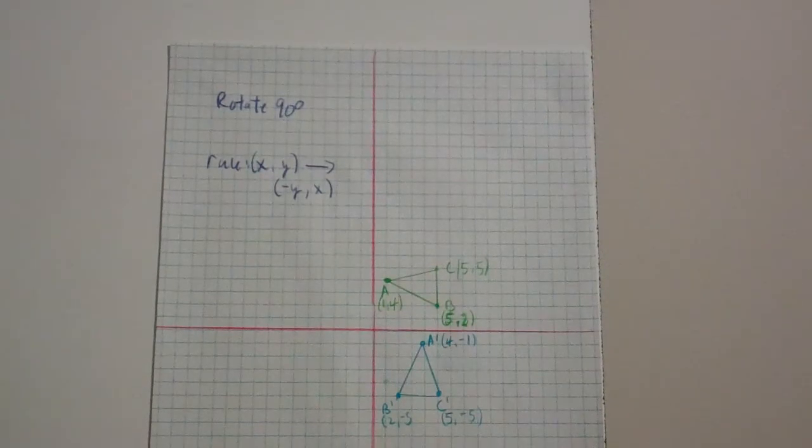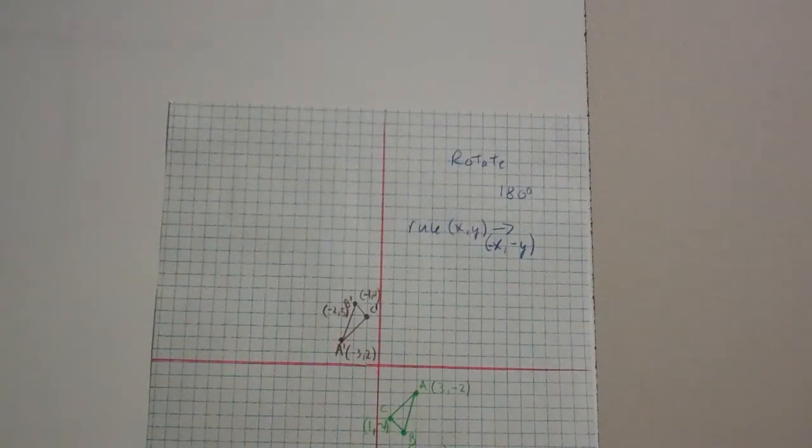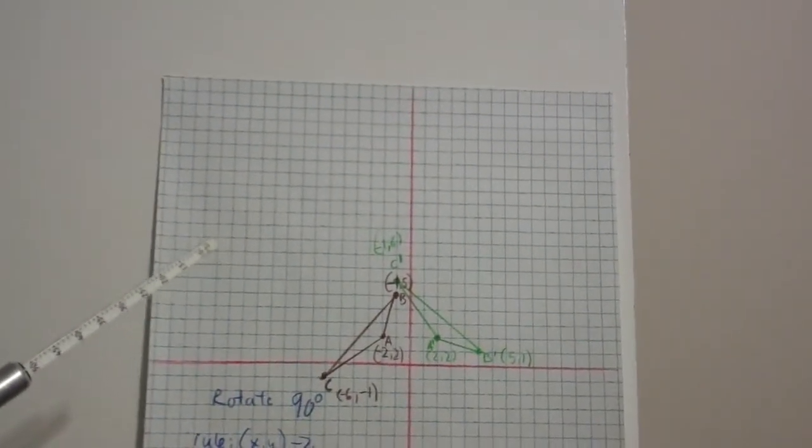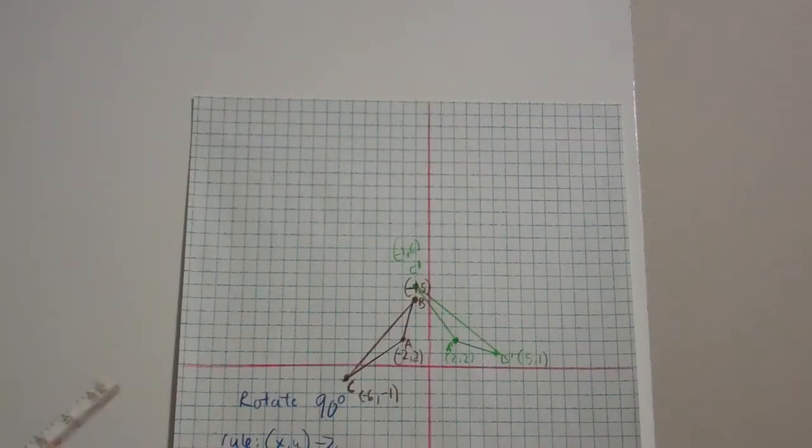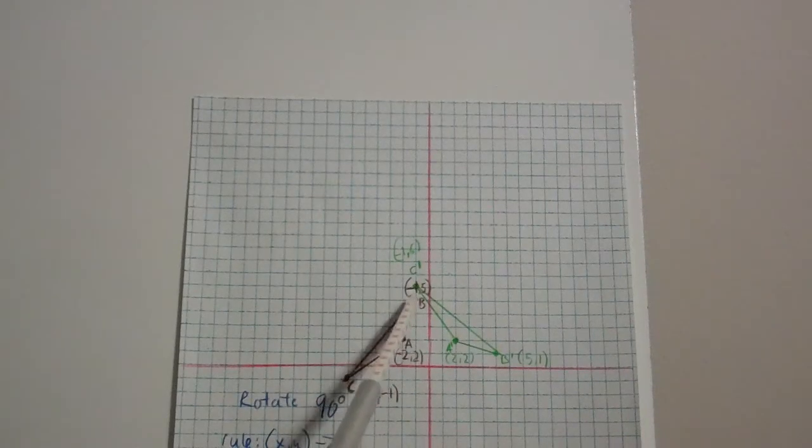Another one to look at, this one's a little different. I'm rotating again 90 degrees. I'm starting with the brown triangle here. My A value is at -2, 2. My B value is at -1, 5. And my C value is at -6, -1. So I'm kind of dipping into the third quadrant right over there.